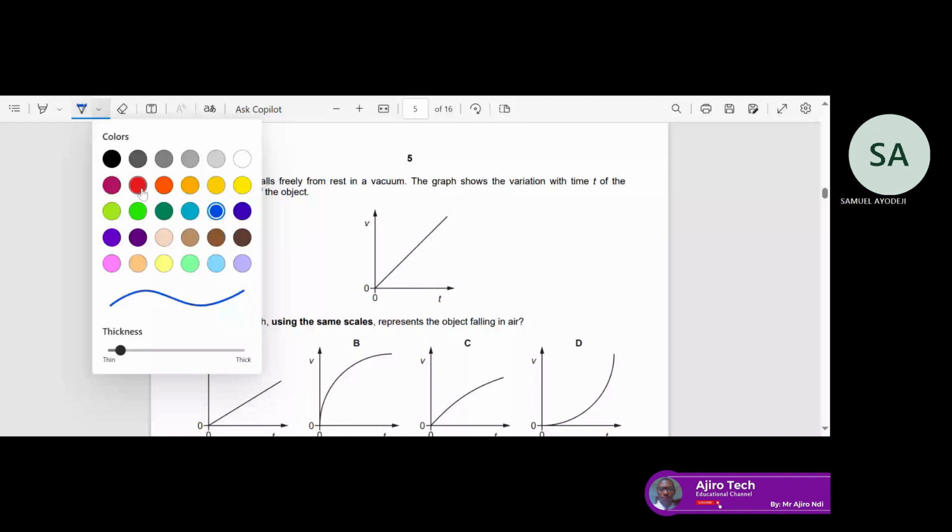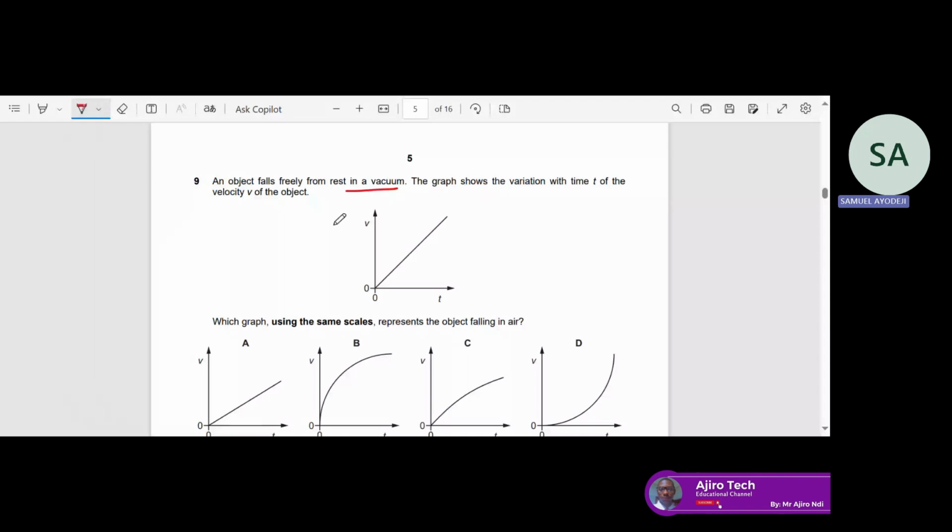The graph shows velocity against time. This is v against time, meaning a constant gradient, which means the acceleration is constant. Which graph, using the same scale, represents the object falling in air?